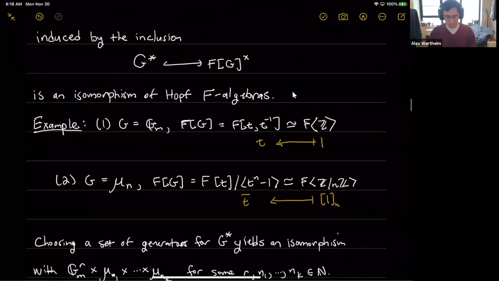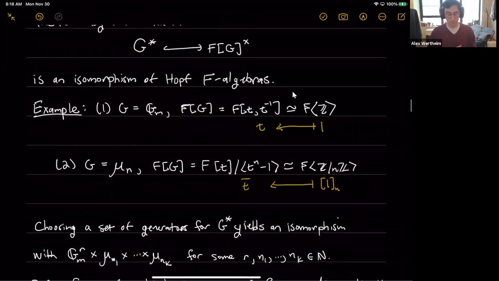And somehow, up to taking products, these are all examples of diagonalizable group schemes once one chooses a suitable set of generators for the character group. Specifically, choosing finitely many generators for the character group yields an isomorphism with some product of copies of G_m and some product of copies of mu_n for different n.